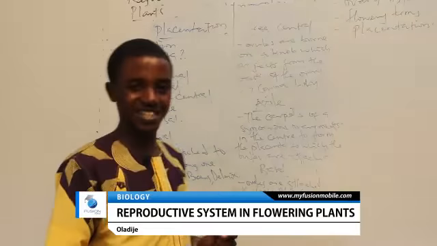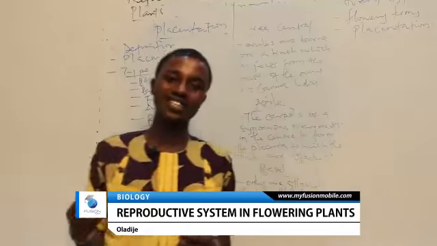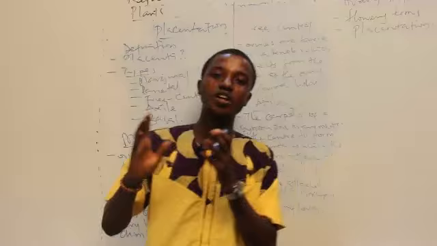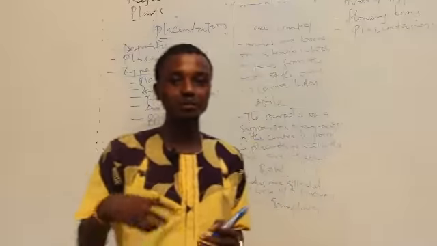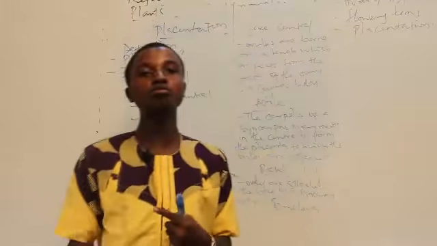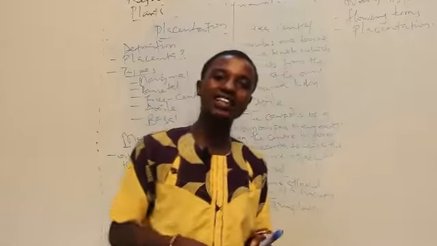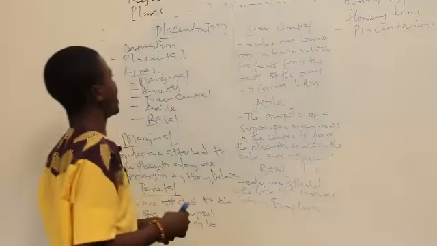What then is placenta in plants? Placenta is a fleshy structure that connects the ovules to the ovary. The baby is actually connected to the womb through the placenta. In plants, the ovules are connected to the ovary via a fleshy structure called the placenta.